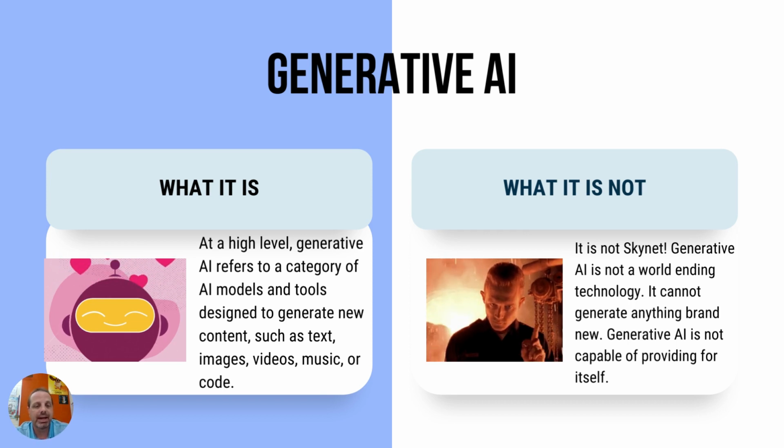So, generative AI. Well, at a high level, generative AI refers to a category of AI models and tools designed to generate new content, such as text, images, videos, music, or even code. You're going to notice as we move through this presentation today, I am very cognizant to make sure I use the word generate because AI cannot create. It's not Skynet.